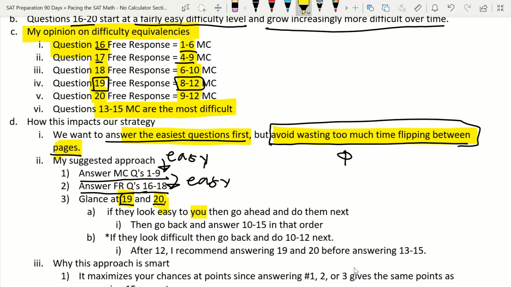But as I said, once we answer 16 through 18, we want to take a look at 19 and 20. Now, if something jumps out to you as easy, if it jumps out to you as one of those patterns or tricks I've explained that can help you get to the answer choice very, very quickly, then go ahead and do them next, okay?